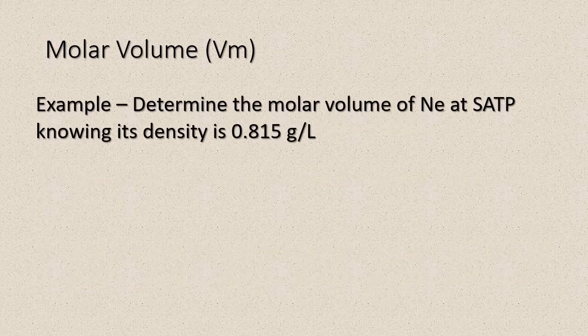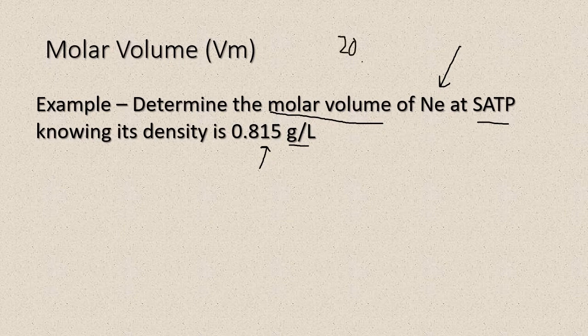First thing we're going to do is calculate the molar volume of neon at SATP, knowing its density. And again, those are the units of density. What do we know about neon? Well, the only thing we know is that its molar mass is about 20.2 grams per mole.